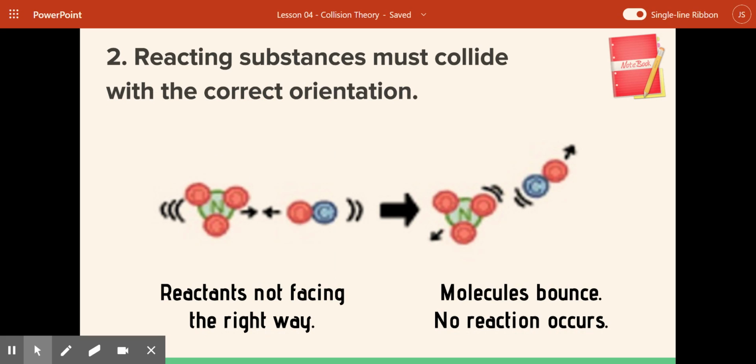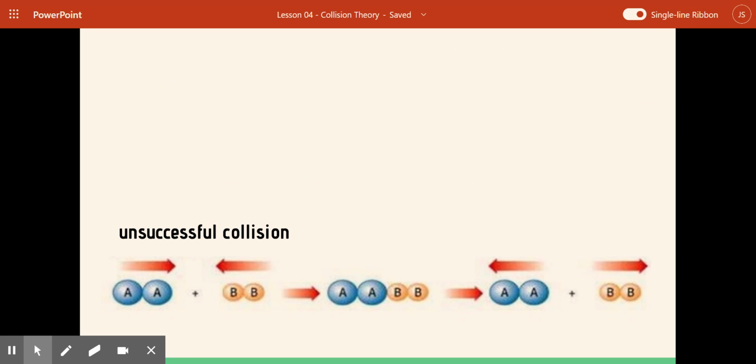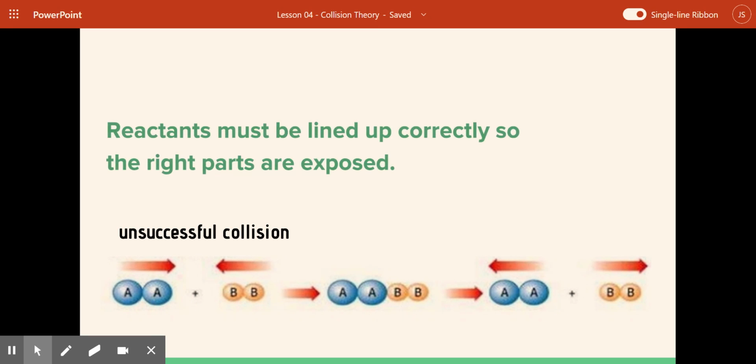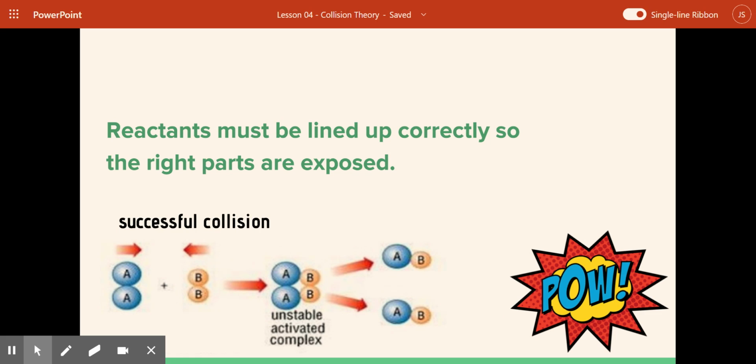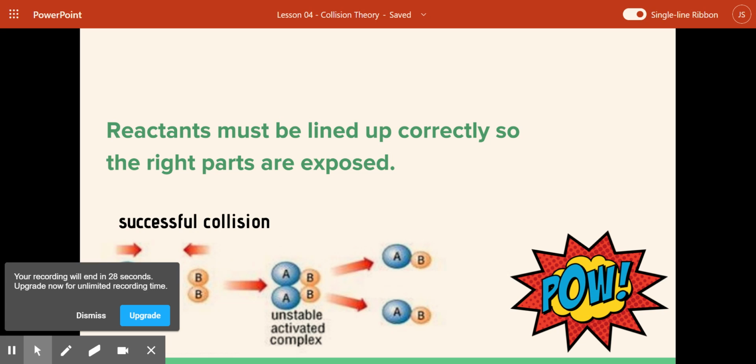The second thing that happens is that particles have to collide in the right direction for the reaction to happen. They have to be lined up just so, which is why not all collisions will actually cause a chemical reaction. In this case, A and B hit each other, but they hit each other side on, and no reaction happens because they're not lined up correctly. However, if we change the orientation, the direction that they hit each other, we can have a reaction.